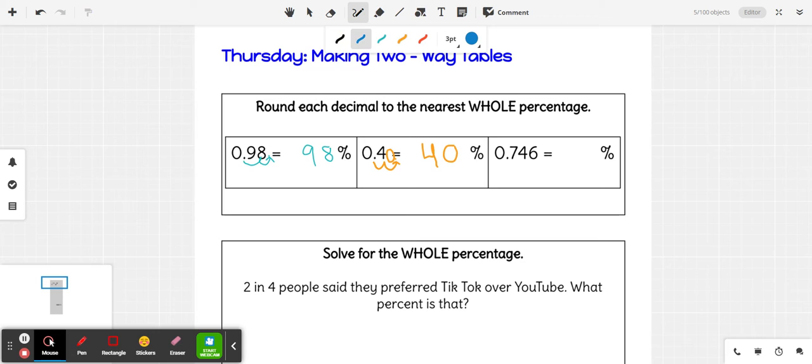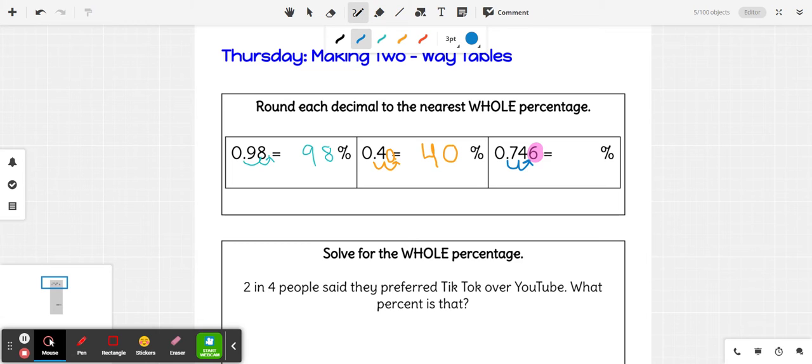Lastly, let's look at 0.746 or 746 thousandths. So now that there's 3 numbers, let's not get confused, okay? We're still going to move that decimal only 2 places to the right, okay? So we might look at this and think, okay, 74.6%. But when we're rounding, we still need to look at the number next to our place value spot, okay?